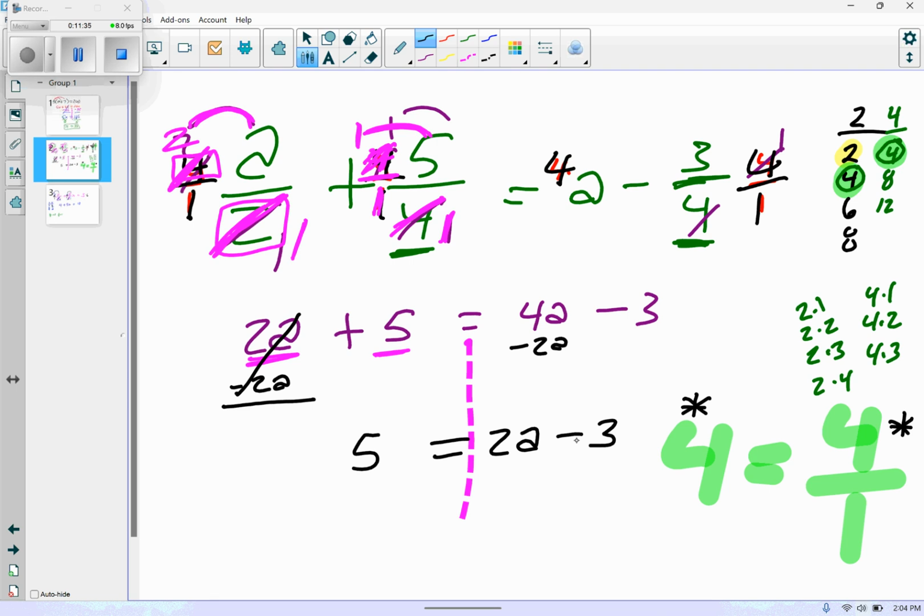Okay. So from here, we want to get the a by itself. So I feel the next move we would want to do is add 3 to both sides. So that's going to cancel there. I'm going to get 8 is equal to 2a.